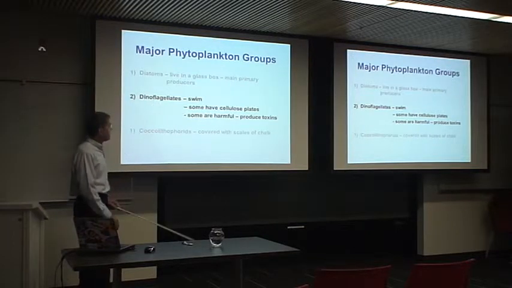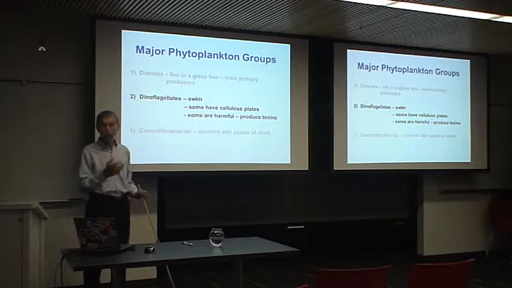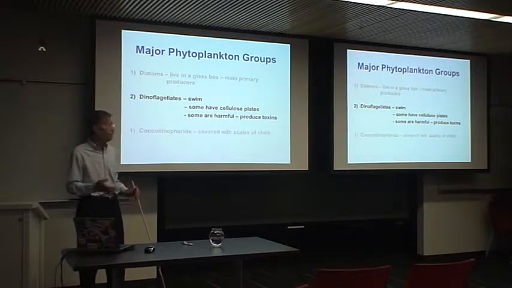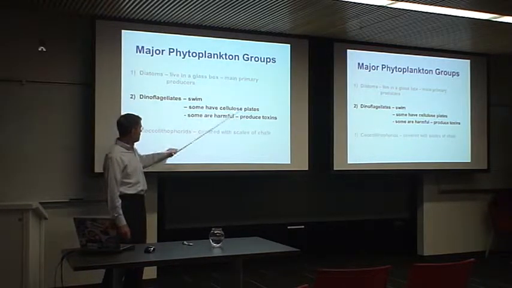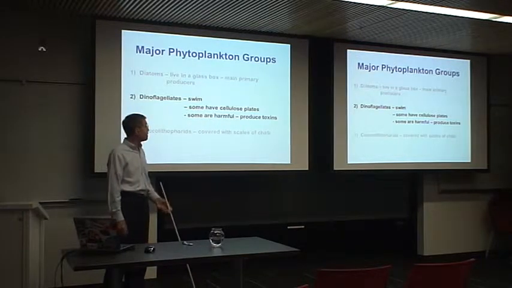The second group are the dinoflagellates. So this is a plant that actually swims. If I tell people I study swimming plants, they're quite amazed, because on land there are no plants that move around. Some have cellulose plates, and some are harmful because they actually produce toxins.